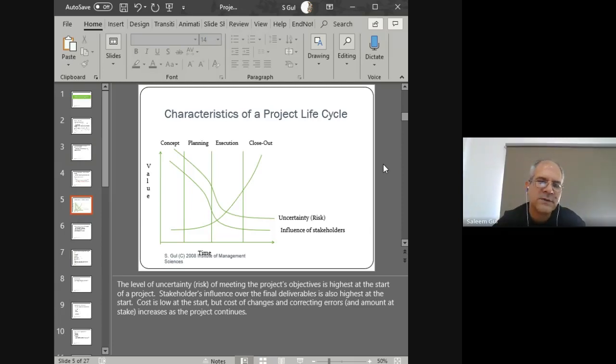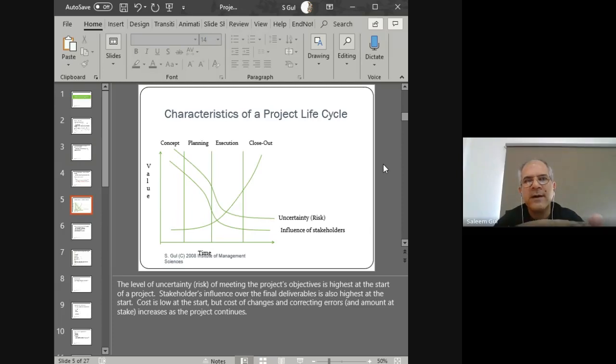So when are the projects the most risky? Well, at the beginning. When are they the least risky? Towards the closing. When are the projects the least valuable? At the start. When are they most valuable? At the end. And the influence of the stakeholders has to be high at the beginning, and the influence has to be low towards the end.